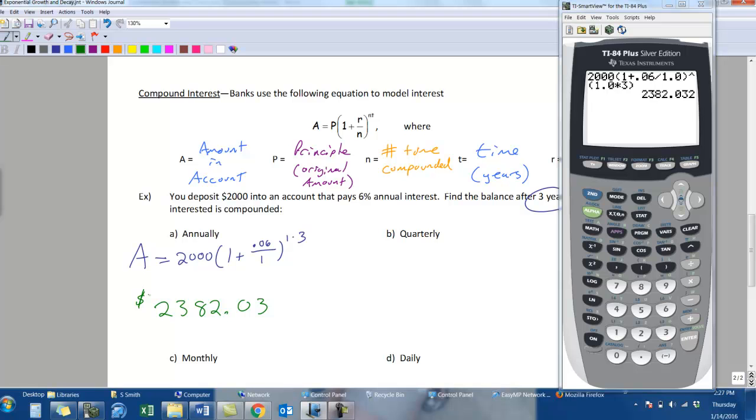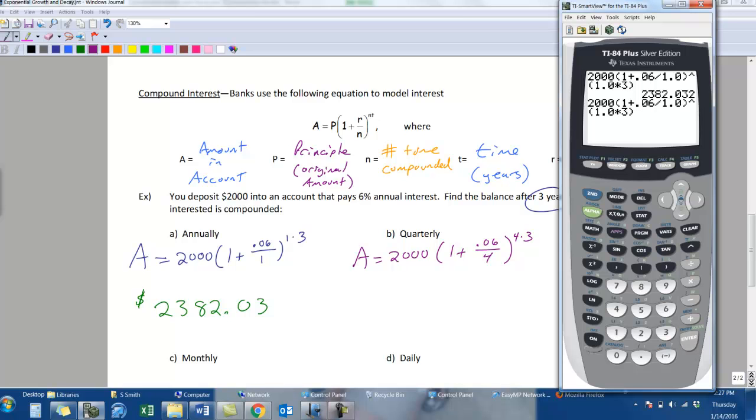Right? Now, what happens if we compound it quarterly? Well, that's going to be A is equal to our initial amount, 2,000, times 1 plus 0.06. But this time, we're going to compound it 4 times a year, quarterly. Raised to the N, which is still 4 times 3. Let's see what happens first. Inside your calculator, press second enter, and anywhere where we put that 1.0, change that to 4.0.